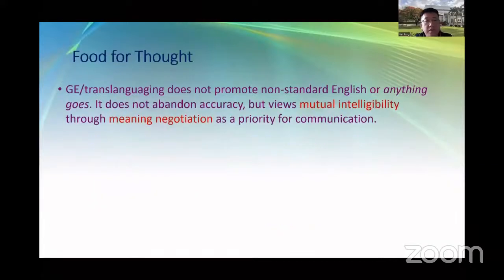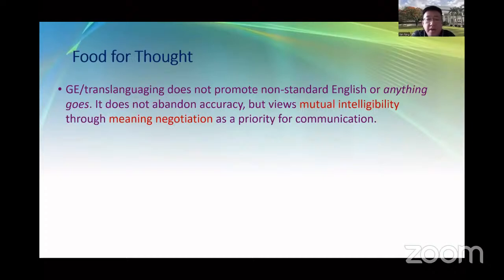So some food for thought. Global Englishes and translanguaging do not promote non-standard English or anything goes. So again, this strategy, this awareness, should be negotiated, should be discussed between teachers and students as well as policymakers, right? So it does not really abandon accuracy. Well, accuracy should also be contextualized. I think this is also very important.